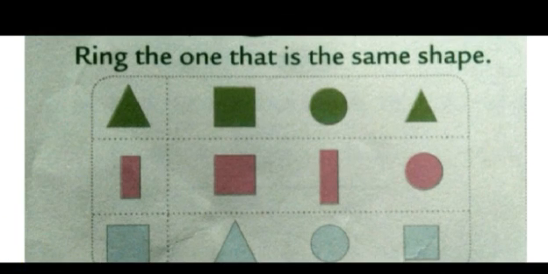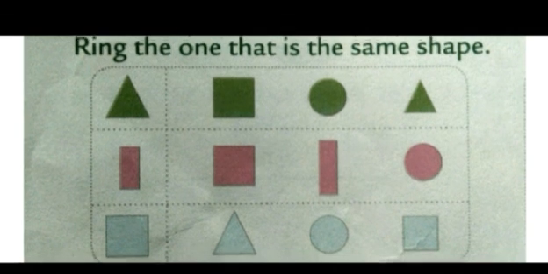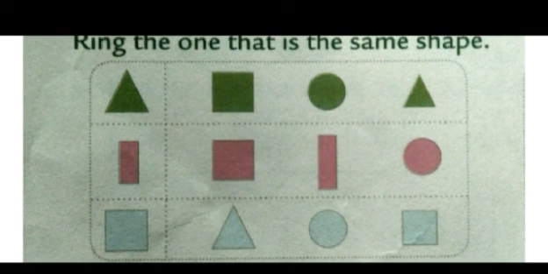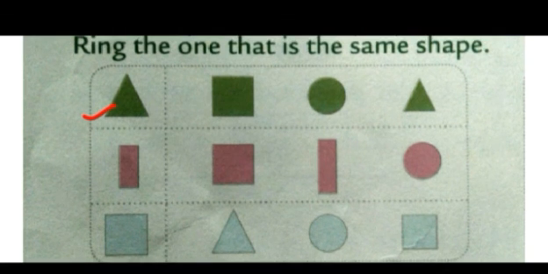If it is not of the same size, it's okay. We only need to circle the same shape. So see the first figure. It is a triangle. Now in this line, which figure looks the same as the triangle? See this one? Yes, this one is the same shape. So we will circle it, ring it.